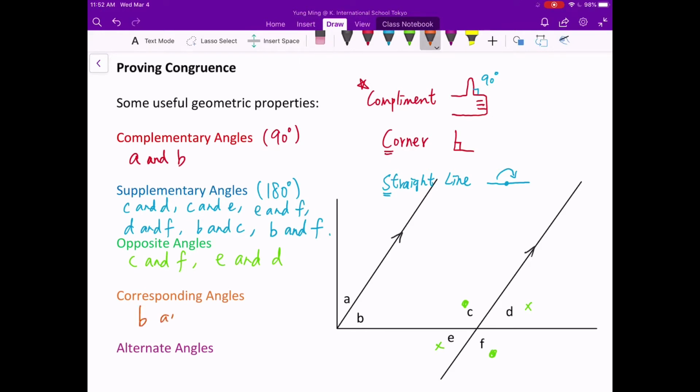Right, we have B and D. We're really talking about this case over here, that you have alternate angles. We're talking about this zigzag situation over here. Okay, so in this case, we have B and E. And that's pretty much it. Take a look at it.